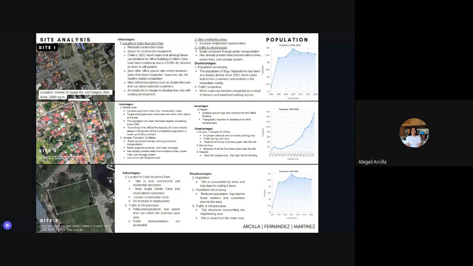So for its disadvantages, there is no proper sidewalk and on-street parking area, traffic during rush hour, and absence of similar business types near the site. It is also near the coastal area, so there is a high risk of flooding.